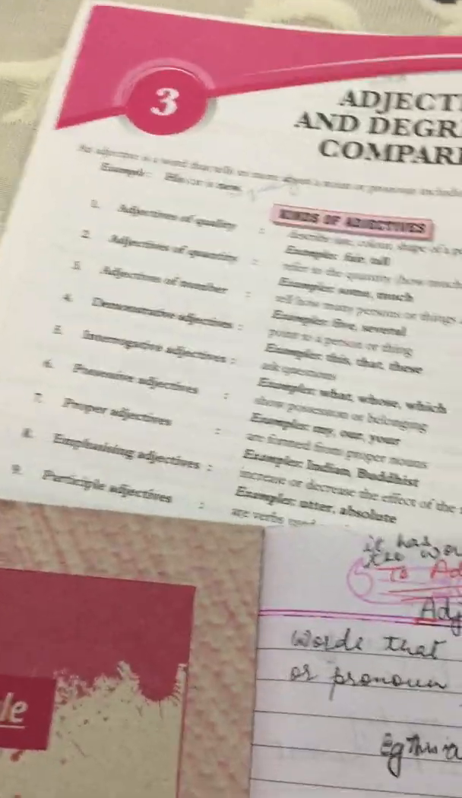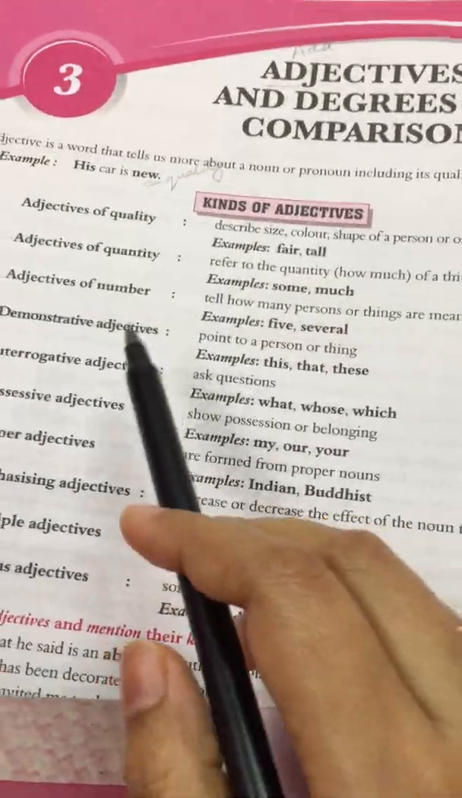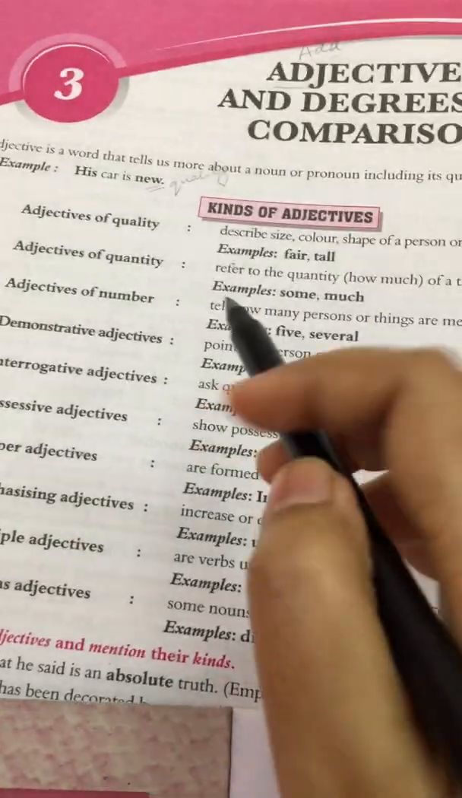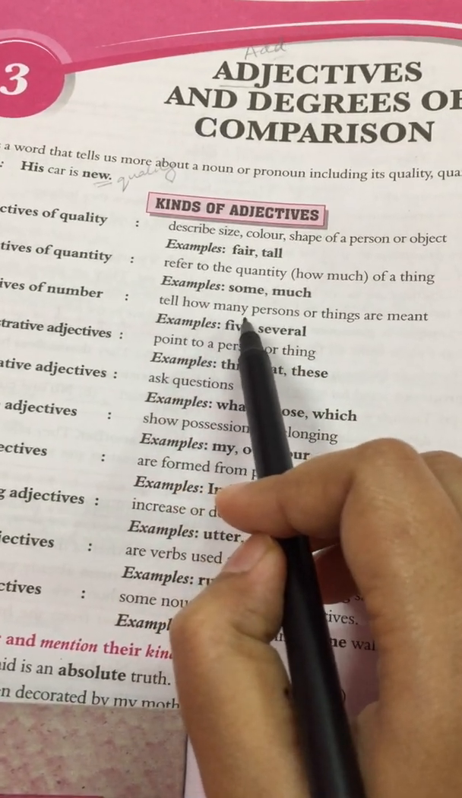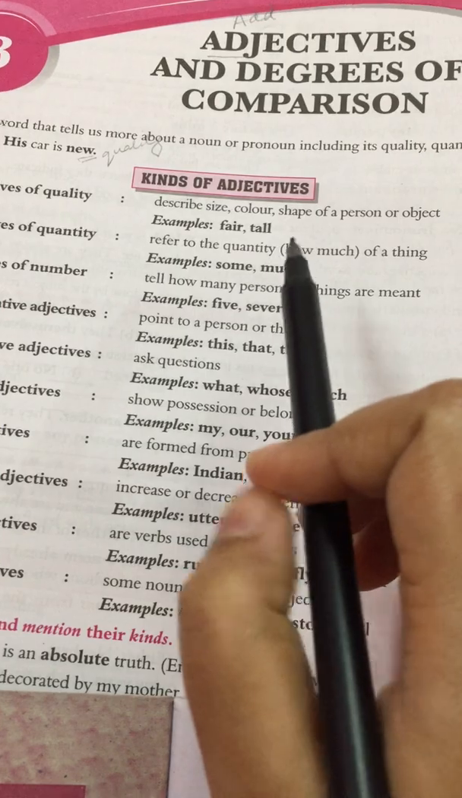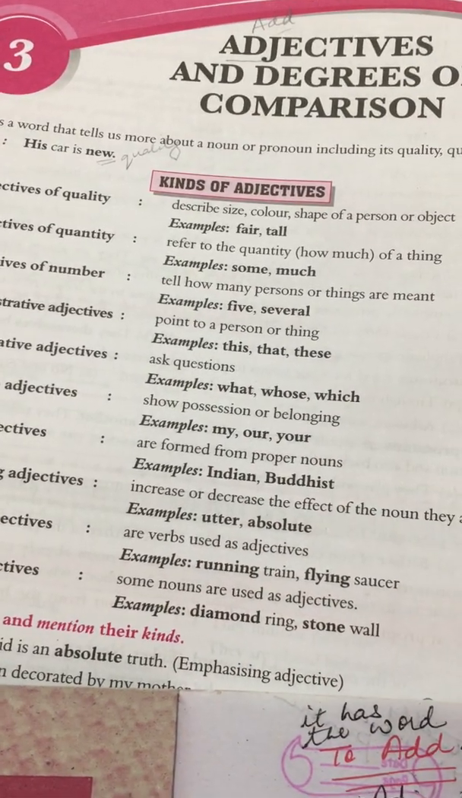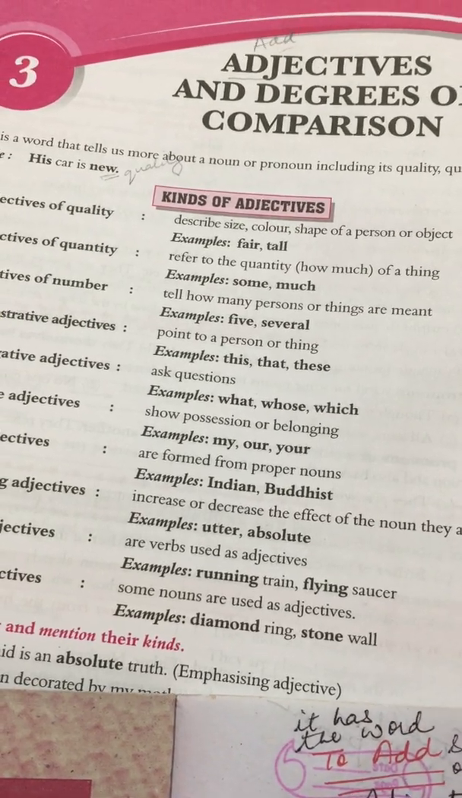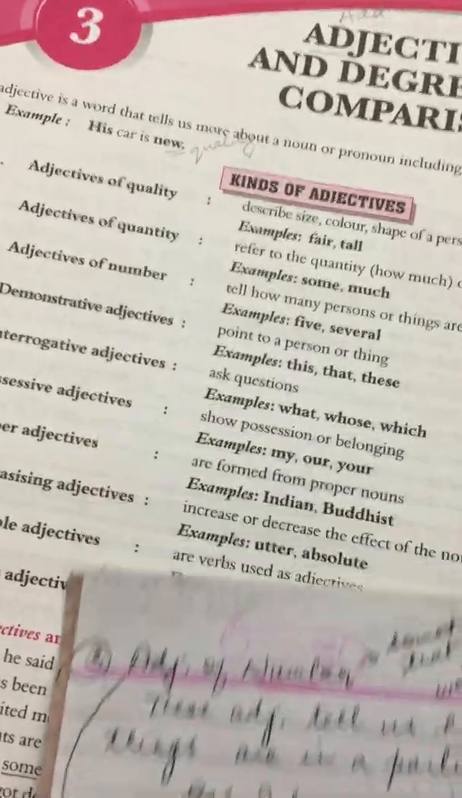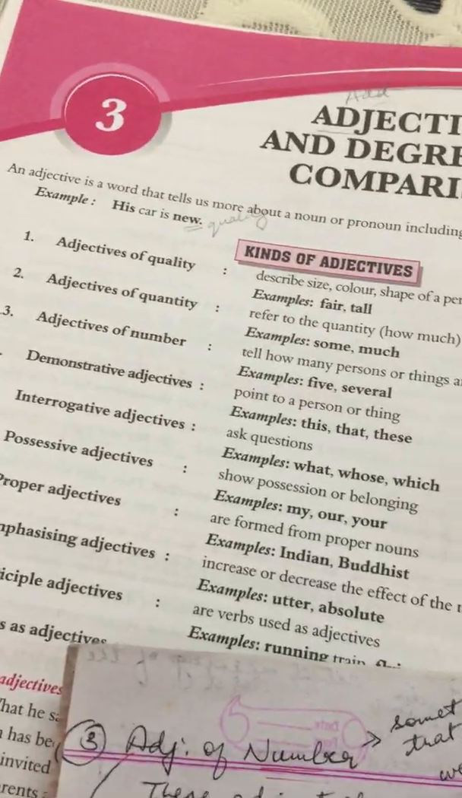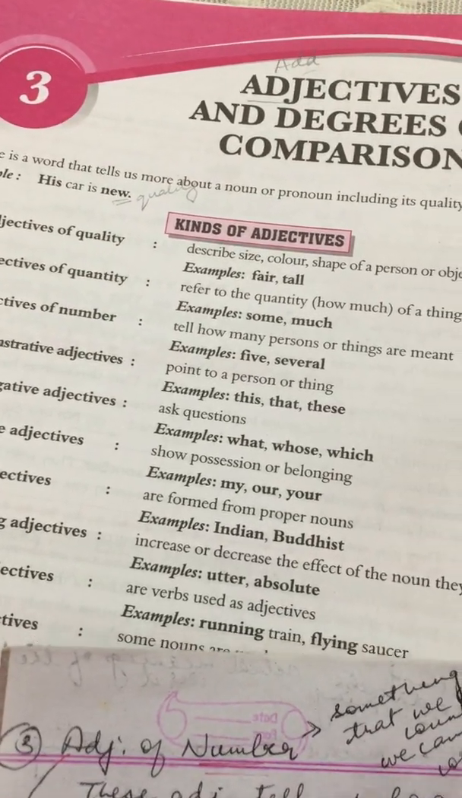So now let us look at the next adjective. Adjective of number. Adjective of number tell us how many persons or things are meant. Five, several. So here, adjective of number. First, understand what is number. What do we understand by number? Something that we are able to add, something that we are able to count, is called number. Okay.